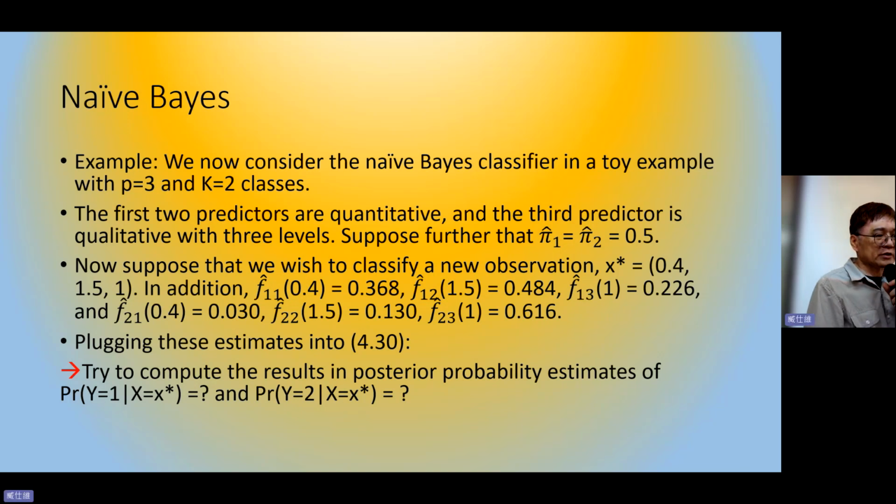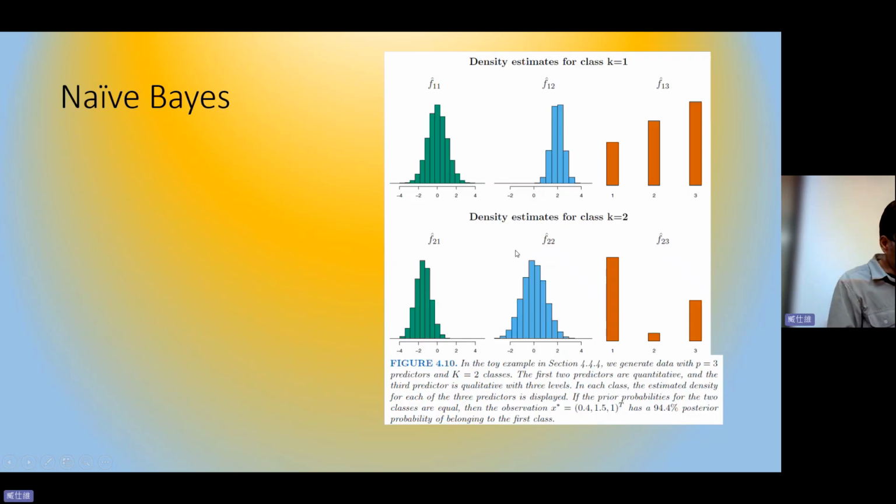Here is an example. This is a toy example: P equals 3 and K equals 2 classes. You can try to compute the posterior probability estimates. There is code for you to regenerate the results. Let me show you here.